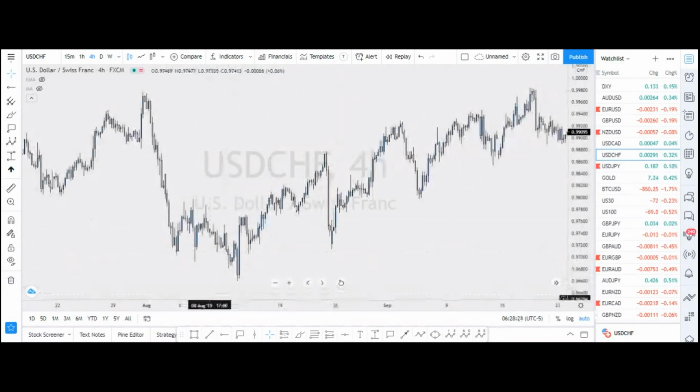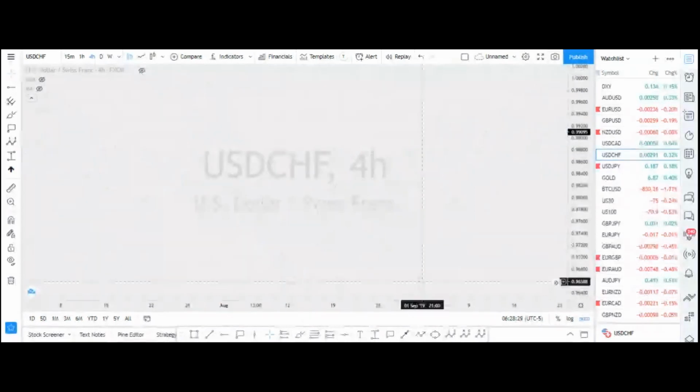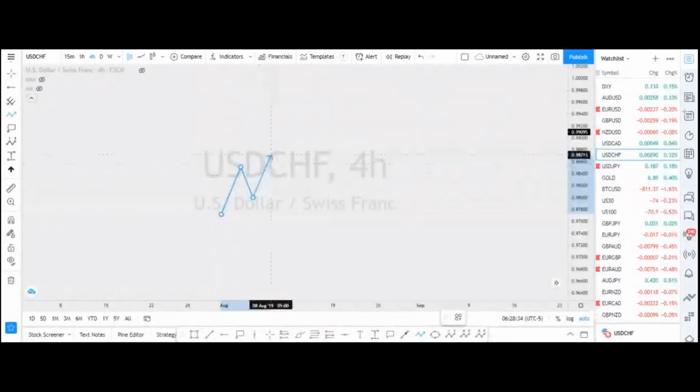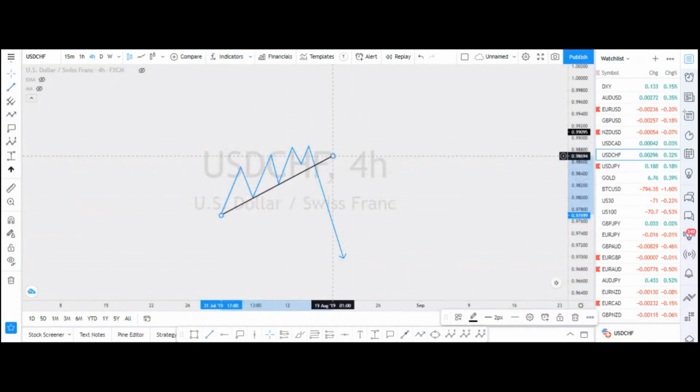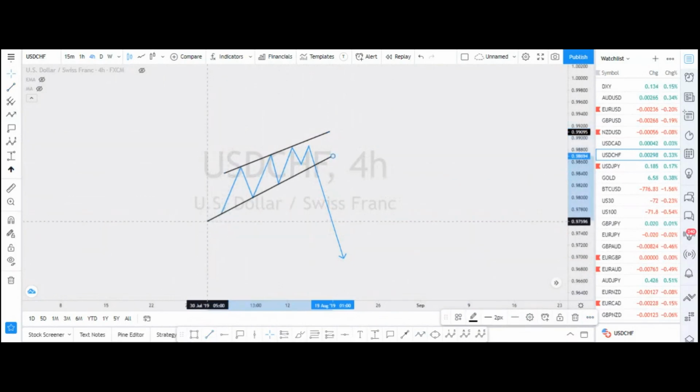Now let's go to the wedge. The wedge is a very, very simple pattern actually. The rising wedge, you look for it in an uptrend, while the falling wedge, you look for it in a downtrend. I'll explain the reasons now. Wedges are mostly reversal patterns. It's telling you that price will soon change direction fully. That's what wedges are telling you.